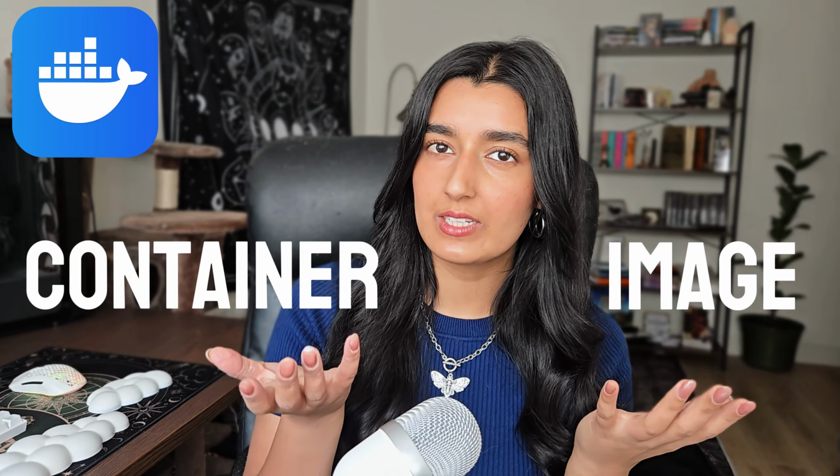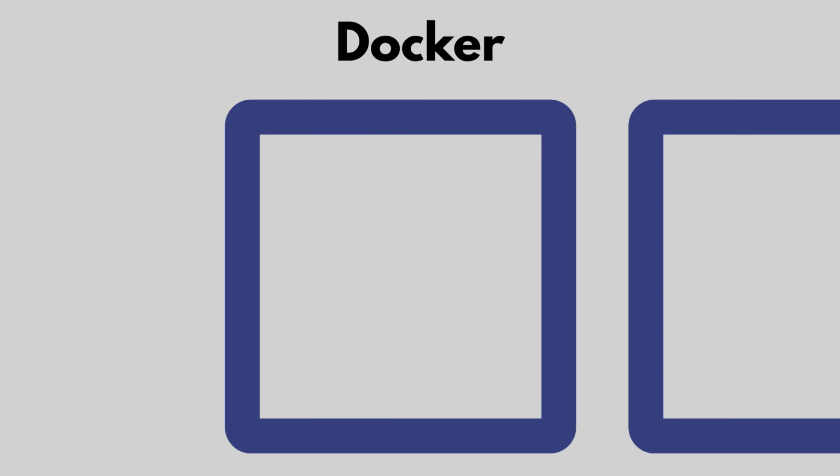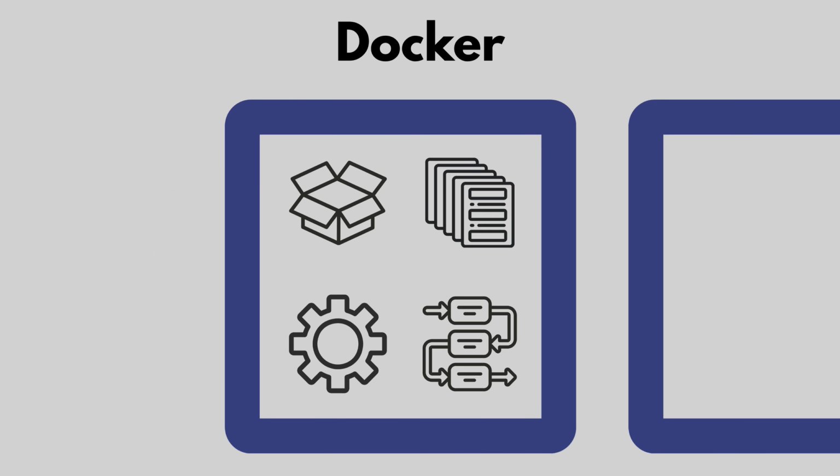What is a Docker image? What is a Docker container? And how do they actually work together? We already know Docker is a tool that lets you package your application with all its dependencies so you can run it anywhere. So where do images and containers come into this?